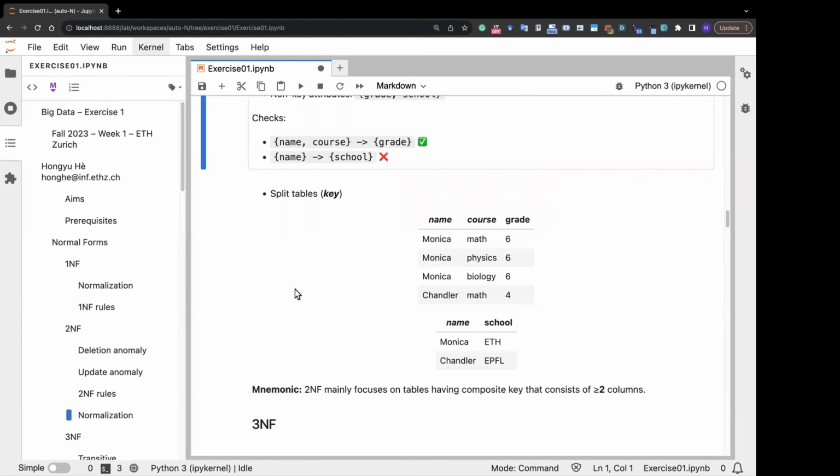So basically, in this case, for example, Monica in math solely determines the grade, and the name solely determines the score. And the mnemonic here would be that the second normal form often concerns the composite key, which consists of often more than two columns. Right, so that's how I remembered it. So I found it quite helpful. Yeah.